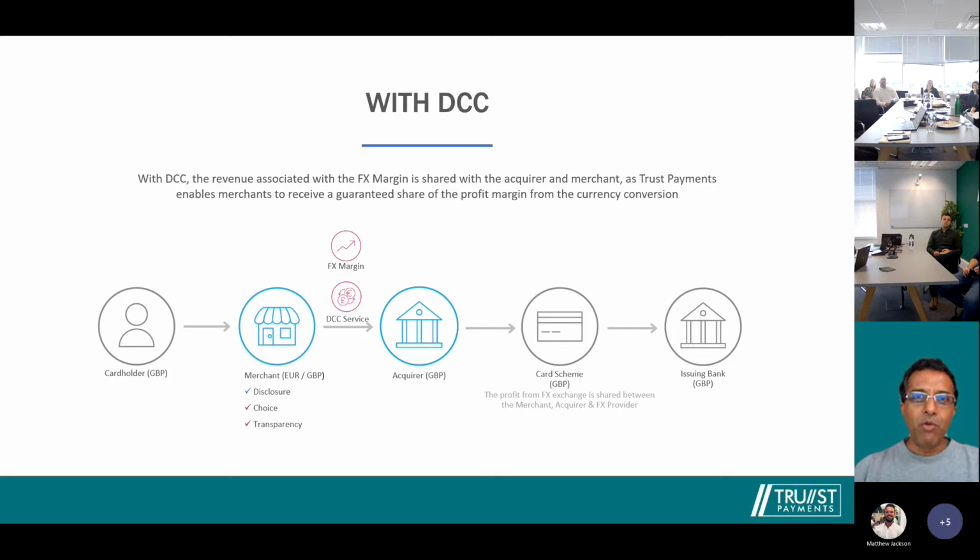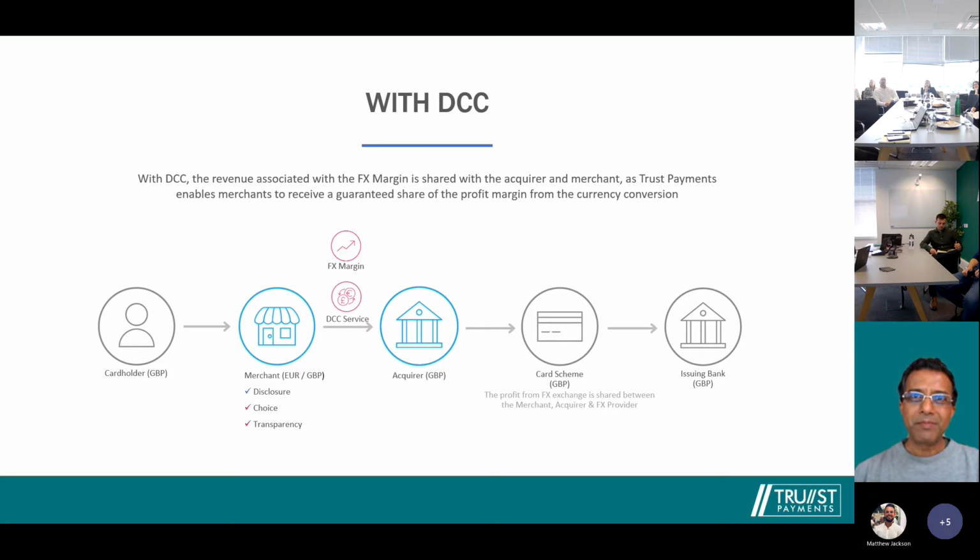Okay, pause there for a second to see if anyone's got a question on the flows so far. All we've done is bring the conversion forward. A conversion has to happen because the customer's card is in a different currency to the merchant's sales process.